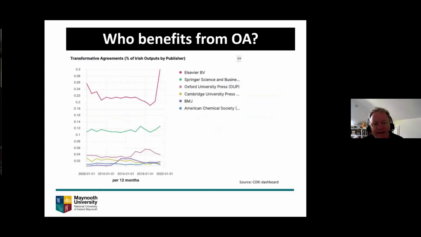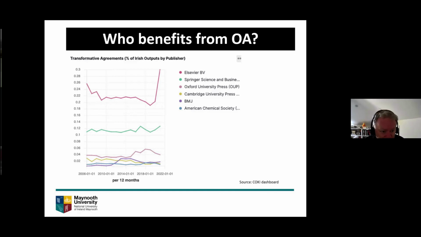We'll talk maybe a little bit about issues of what they call bibliodiversity before we get into the options available. Because this slide is really interesting. This is a slide from COKI, which is a group in Australia who look at open access. And one of the things that's really interesting, this slide is showing the percentage of Irish outputs by publisher. So where are Irish scholars, or scholars in Ireland, more accurately, where are they publishing?